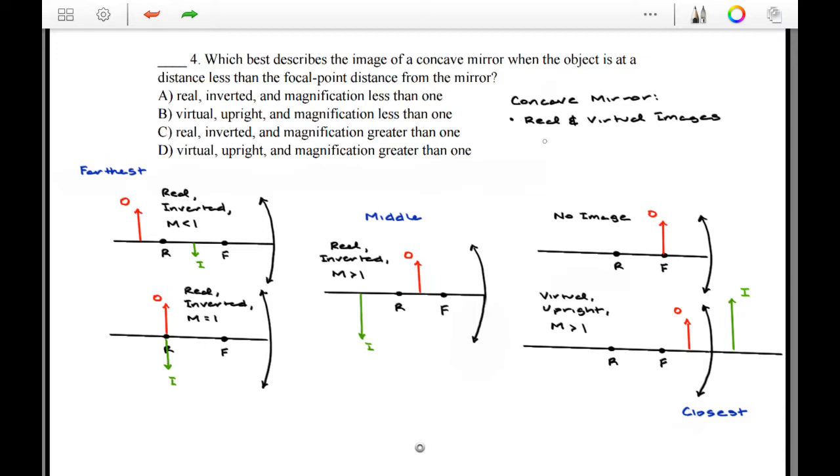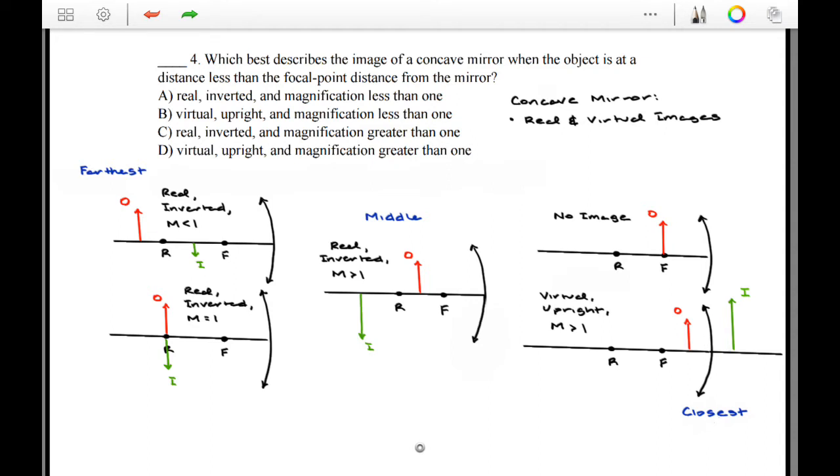But a concave mirror, you should know, can create real and virtual images. And there's actually 5 different cases of mirror reflections for a concave mirror. These 5 combinations are shown below, with the distance of the object farthest in the top left and the distance of the object closest in the bottom right.